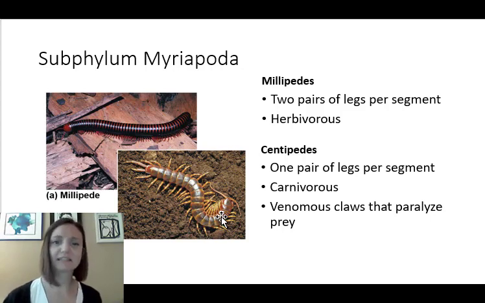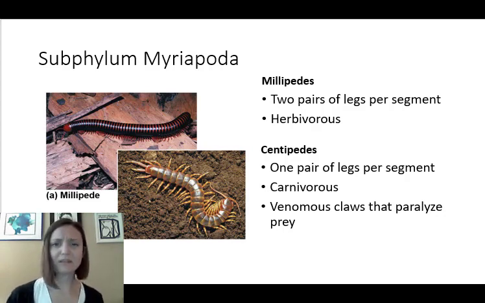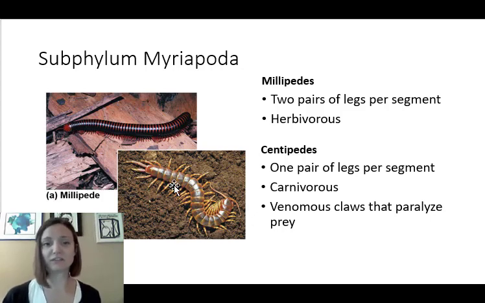Versus the centipedes have only 1 leg per segment. They are also carnivorous, the centipedes are. And they also have a pair of venomous claws that they can use to catch their prey, and then they stab those prey with those claws, those appendages, and they'll paralyze their prey, so that way it's easier to consume them. Alright, so this is Subphylum Myriapoda. Millipedes, 2 pairs, herbivorous. Centipedes, 1 pair of legs, and carnivorous.